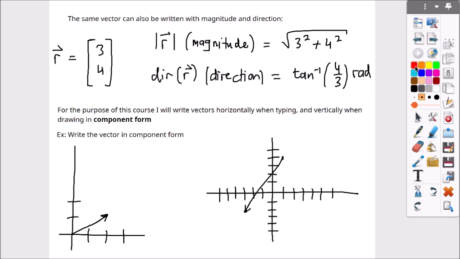The component form is basically just how much did it move in the x direction, how much did it move in the y direction, and if it's 3D, how much did it move in the z? So what is this? Well, it moved 2 in the x direction and 1 in the y direction. So the vector is 2, 1.